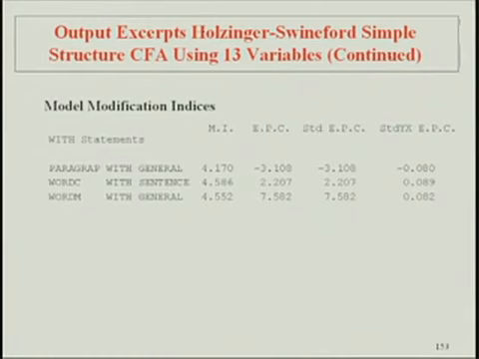And you can look for ways to improve your model fit by looking at modification indices. The second parameter is the value that you expect a parameter to be estimated at if you free it. So you think that the residual covariance of paragraph with general will be minus 3.108 if you free that parameter that's fixed. So remember, the residual covariances are the covariances of the arrows that point into the boxes that represent the factor indicators. So if you put an arrow on those, then you're adding a residual covariance.